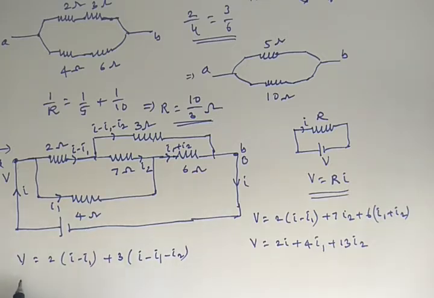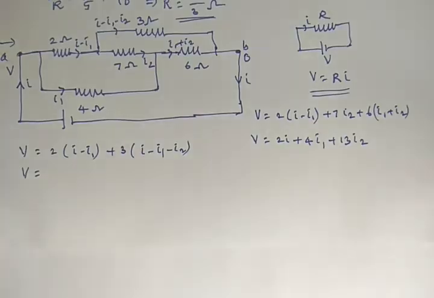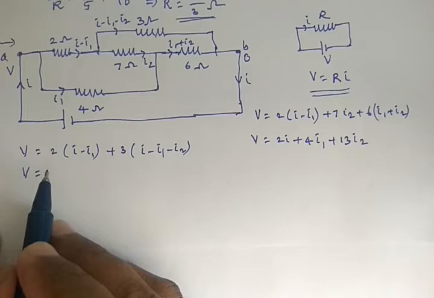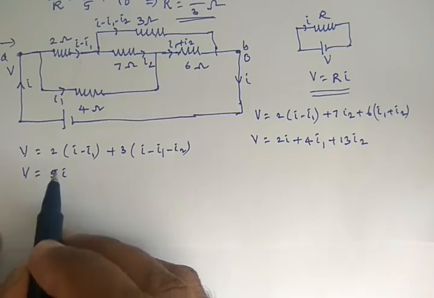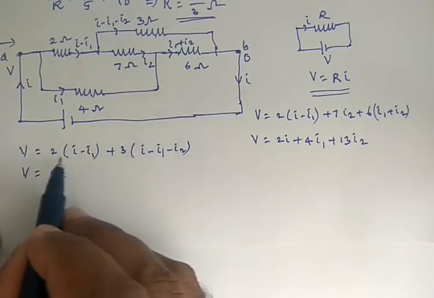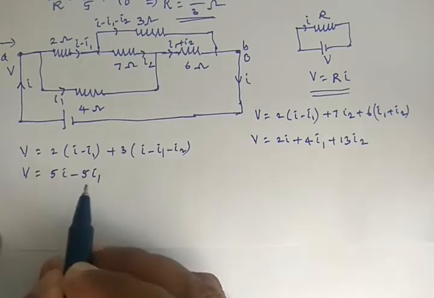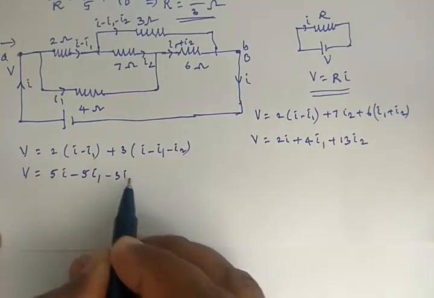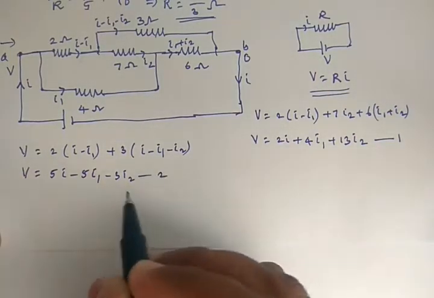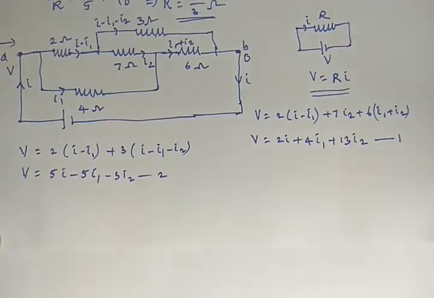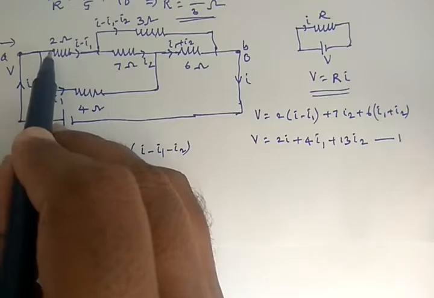So once you solve this one, you get V equals 2I plus 3I, that is 5I. And similarly, if you take I1s, you get minus 5I1 and minus 3I2. So this is equation 1 and that is equation 2. And you can also take one more loop. The loop is, you can take this loop.